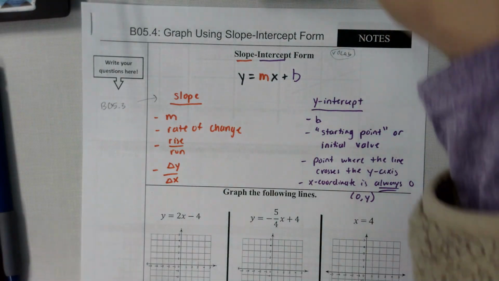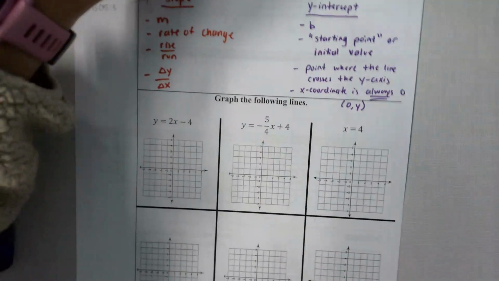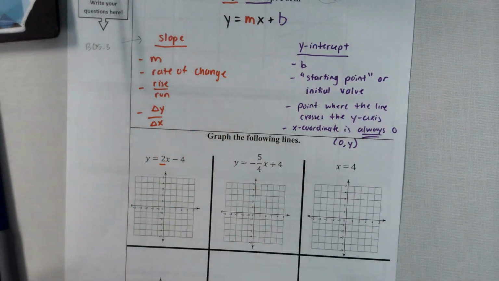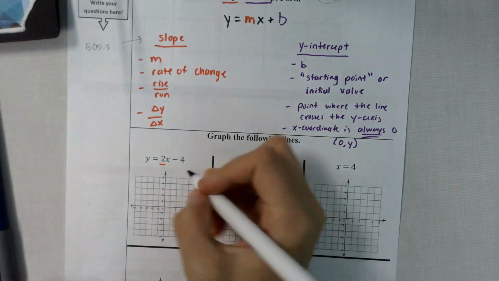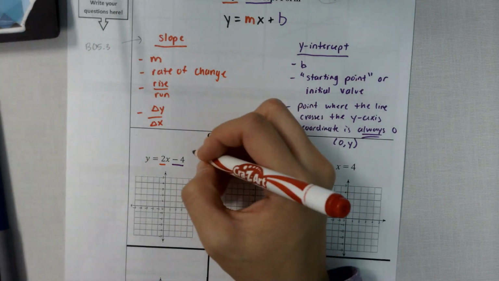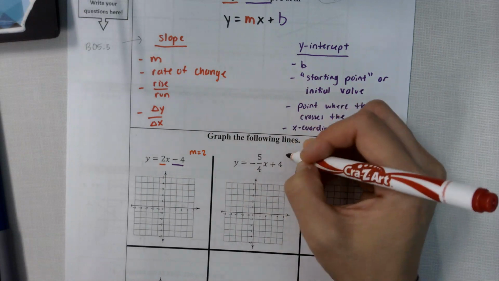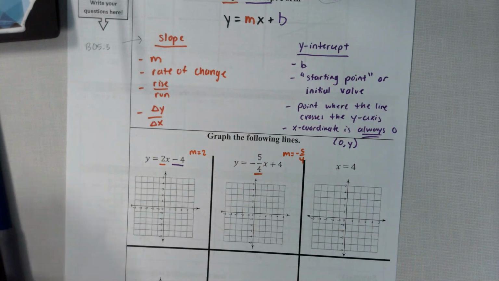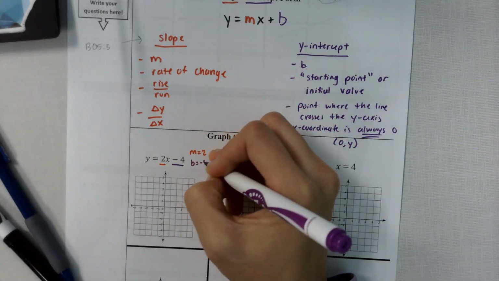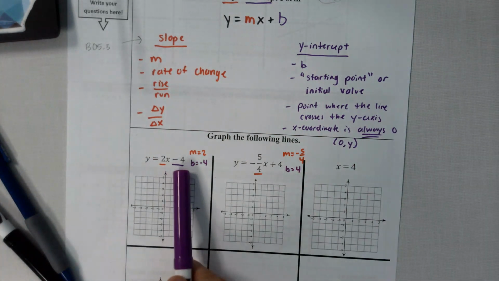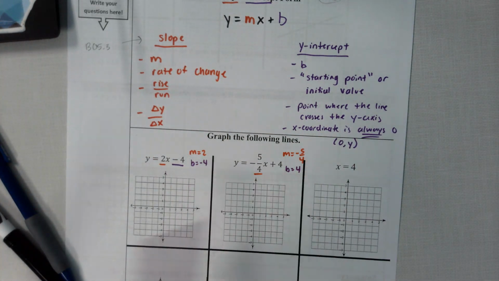Okay, so let's just do some examples, jump right into it. Graph the following lines. So we have m equals 2 and b equals -4. Just to get used to finding our slope and everything, let's do both of these at once. m equals -5/4, it's the number in front of the x. And then our b equals -4, b equals 4. This one is -4, and this is +4.